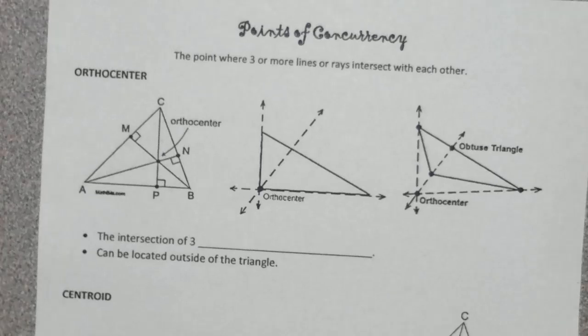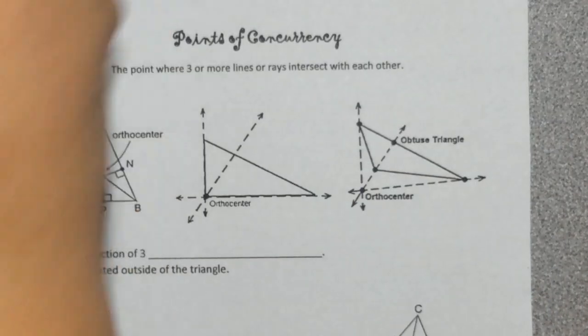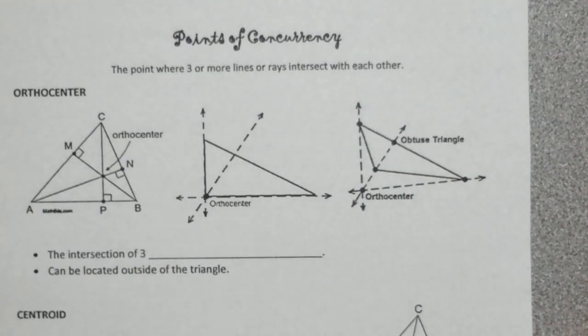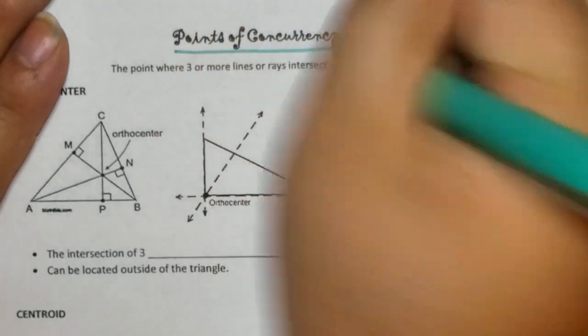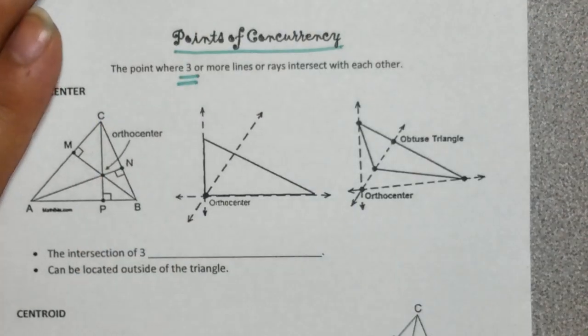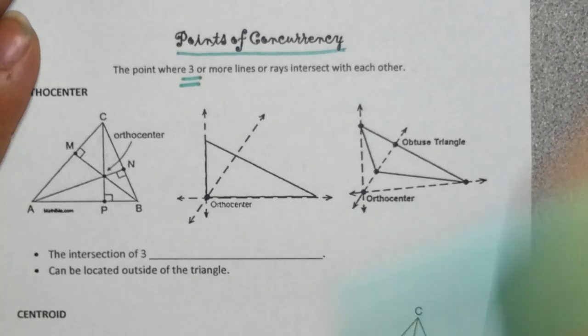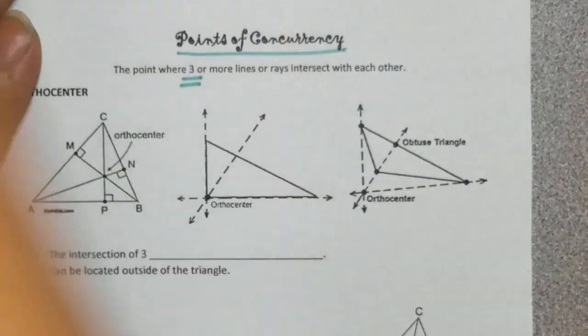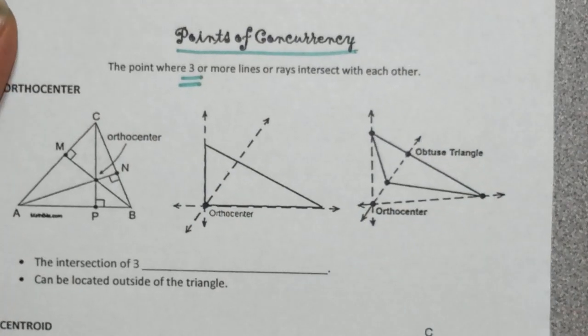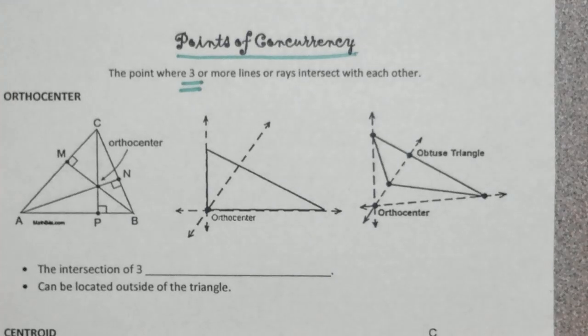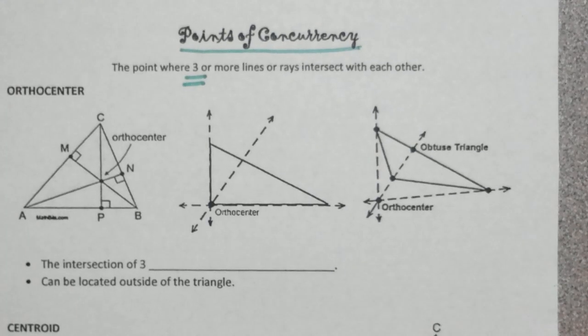Today we're going to be talking about points of concurrency. Can everybody say concurrency? Points of concurrency, underline that, are when you have 3 or more lines or rays intersecting each other. Today with our points of concurrency, we are going to be doing these in triangles, and I'm going to teach you 4 special points of concurrency.